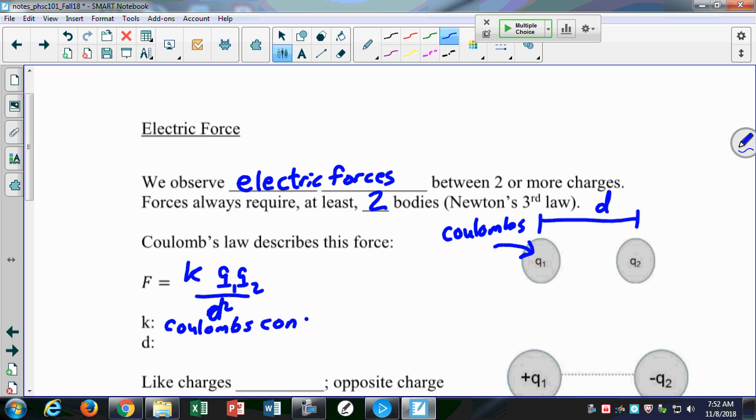So the k and the q's are all over d. Yeah, k q1 q2 over d squared. We've seen something very similar to this before. We saw the universal law of gravitation. I'm not sure if you remember, but we spent a brief amount of time on it. G m1 m2 over r squared. If you recall, that described the gravitational force between two masses and the distance between the two. So these are very similar expressions.